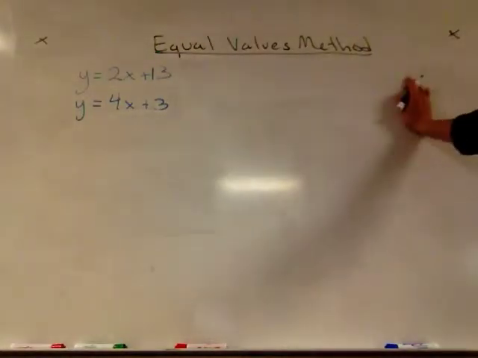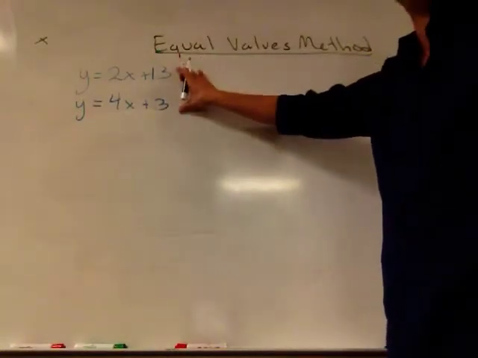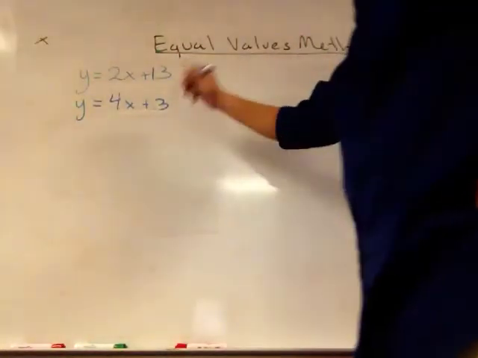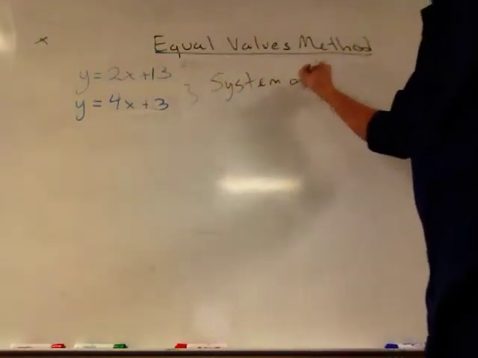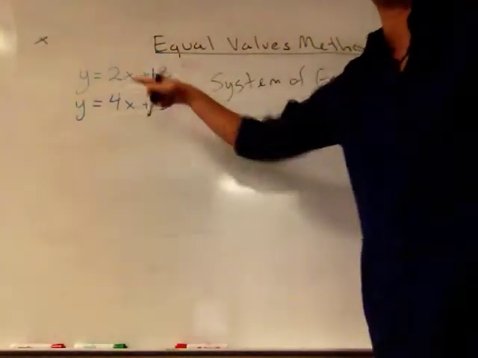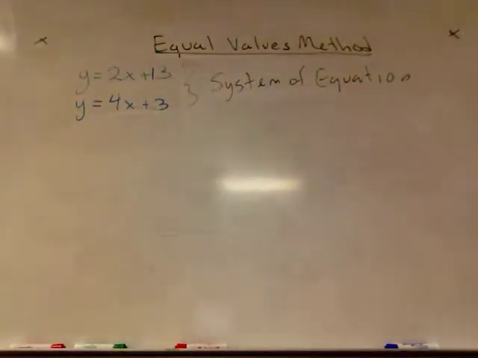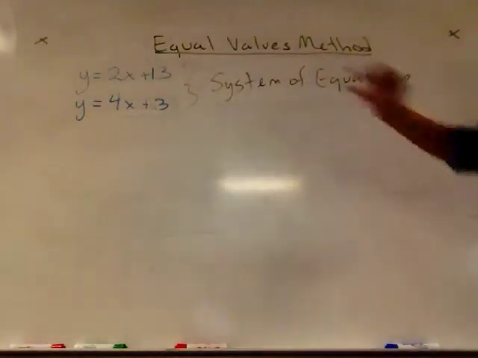So what we're going to do today is ask algebra for a little bit of help. We've represented a situation using two equations. And whenever you're given two or more equations, we call that a system of equations. That's just a way of describing the fact that I have two or more equations. In order to solve that system, in the past we might have graphed it, but we're going to use algebra this time.